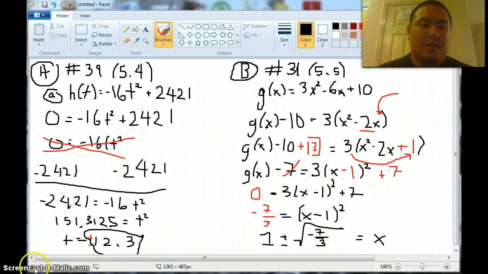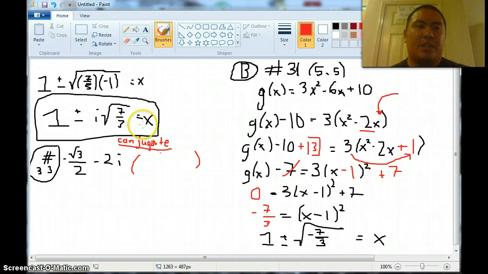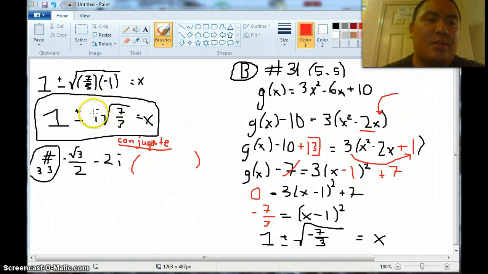So what I'm going to do is pause this video and start up the second part of the problem. Alright, so what I did is I took this and I just made it nicer. So if I have 1 plus or minus the square root of negative 7 over 3, which is right here, I said it's 7 over 3 times negative 1. Now, the square root of negative 1 times the square root of 7 over 3 is the square root of negative 7 over 3. So I just broke it apart a little bit. The square root of negative 1 comes out as i. So in other words, the square root of negative 1 times the square root of 7 over 3, and instead of saying square root of negative 1, I said i. So that's what it comes out to be.